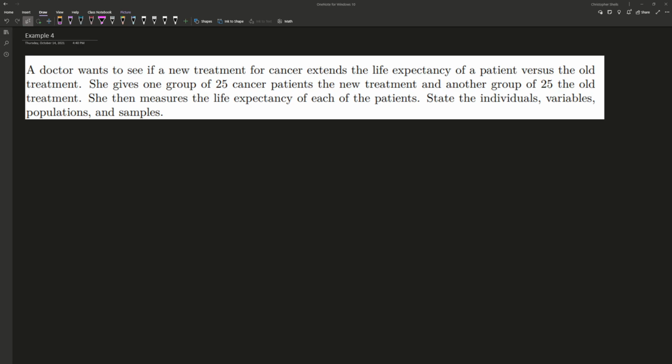When we say individuals here, we're really referring to units of observation. We really have two different units of observation here, right? Since we have two different units of observation, this means that we also have two different variables, two different populations, two different samples, and two different parameters.